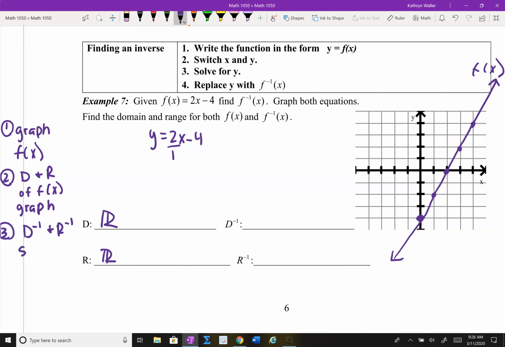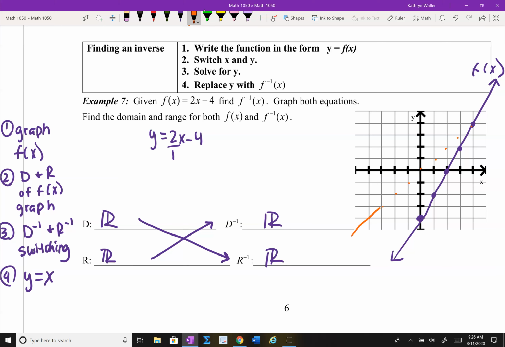The third thing I want you to do is to find the domain of the inverse and the range of the inverse by switching. So this guy goes here, and this guy goes here. So this is all real numbers. This is all real numbers. Step number 4, I want you to graph the line y equals x. Okay, so go to that graph, make it very long and very accurate, and there's that line.